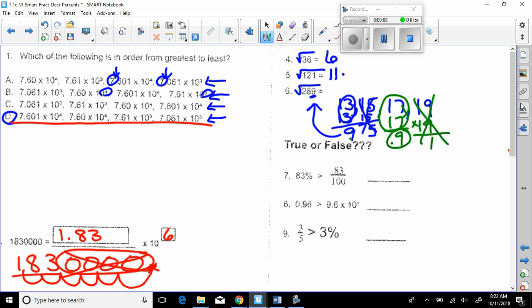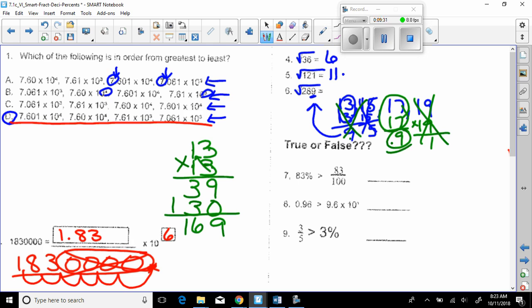So then on your scratch paper, you do 13 times 13. 3 times 3 is 9. 3 times 1 is 3. Bring down your 0 to fill in the 1's place. 1 times 3 is 3. 1 times 1 is 1. And we get 169. That's not it, is it? So the only other option is 17. So 17 is your answer.